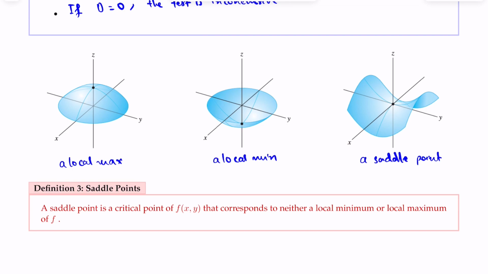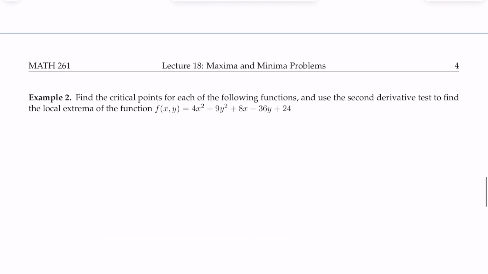Now we're going to use the second derivative test on some examples. In example 2, you want to find the critical point of each of the following functions and use the second derivative test to find the local extrema of the functions. f(x,y) = 4x² + 9y² + 8x - 36y + 24. When I say local extrema, that means the local maximum or local minimum.